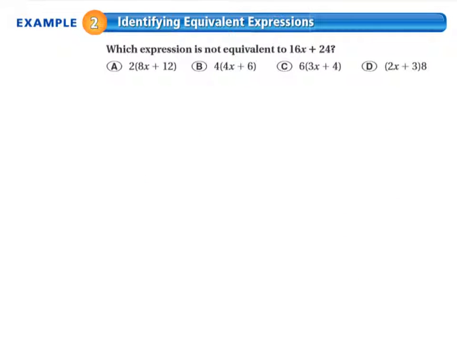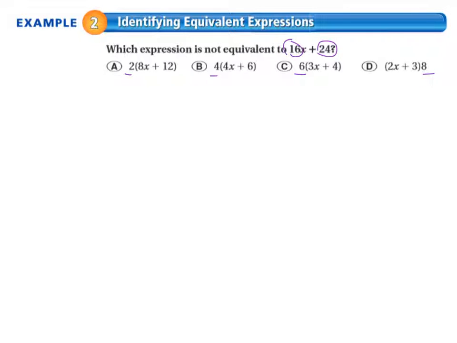In order to answer the question in example 2, which expression is not equivalent to 16x plus 24, I still have to think about factoring the expression. So 3 of these are true and 1 is not true. In order for it to be true, the number outside the parentheses, if it's true, is going to be a factor of both 16 and 24. So I can start eliminating.